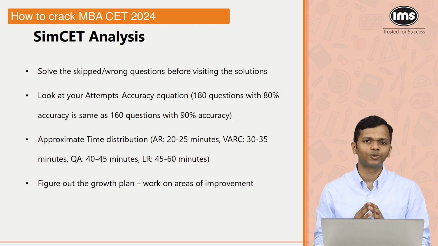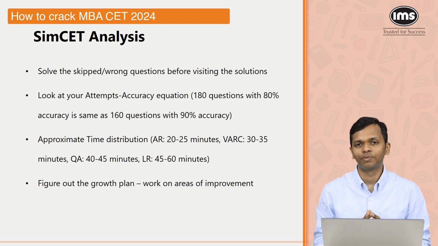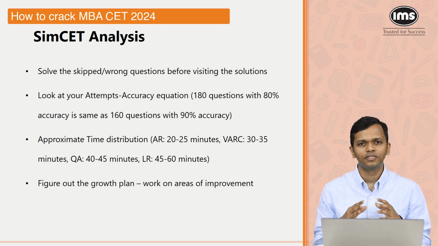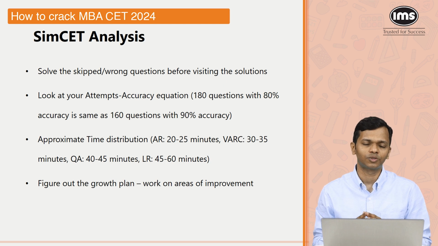Now the first thing that you should do is, after you've taken the full length paper, is looking at the questions which you are not able to solve or the ones that you got wrong. So solve all the skipped and the wrong questions before visiting the solutions. And take your time. You don't really have to time yourself while doing this activity. Just take your time, try to solve all these questions to figure out your potential score.